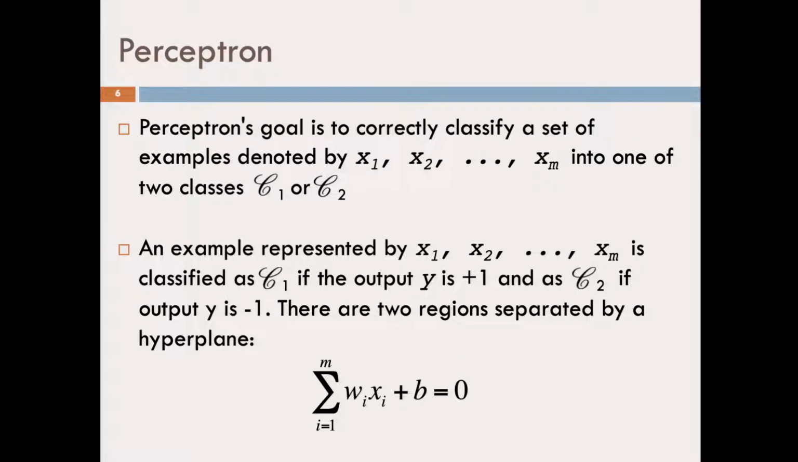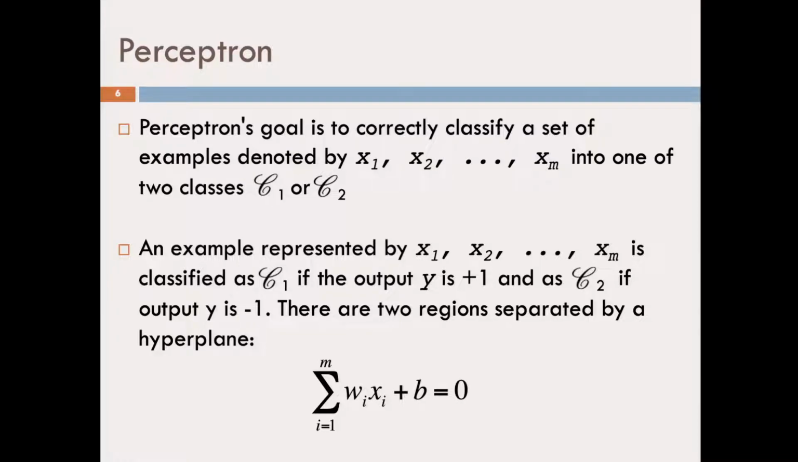So the perceptron, the objective is to classify the examples into two classes, positive and negative classes, okay? An example represented by a set of features, we already know that, is classified in class 1 if its output is +1, and in class 2 if its output is -1. So there are two regions separated by a hyperplane, okay?